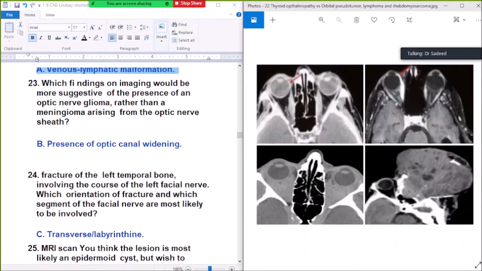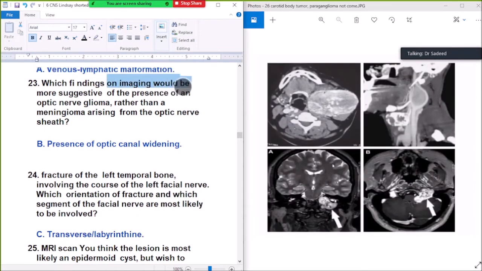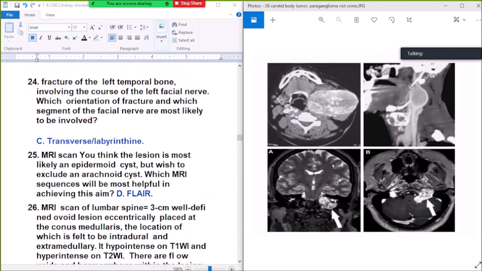Number 23. Which finding on imaging would be more suggestive of an optic nerve glioma rather than a meningioma arising from the optic nerve sheath? Optic canal widening is seen in optic nerve glioma, or optic nerve swelling.